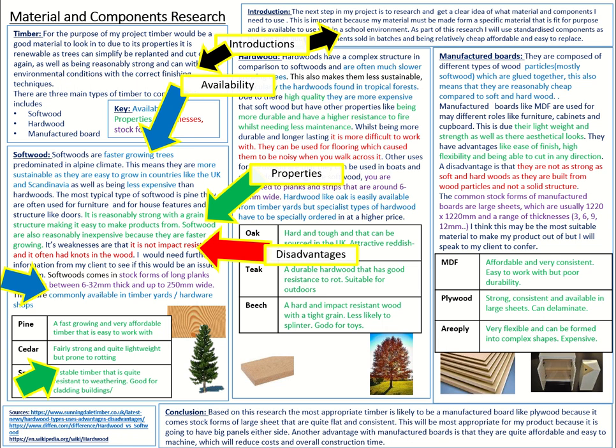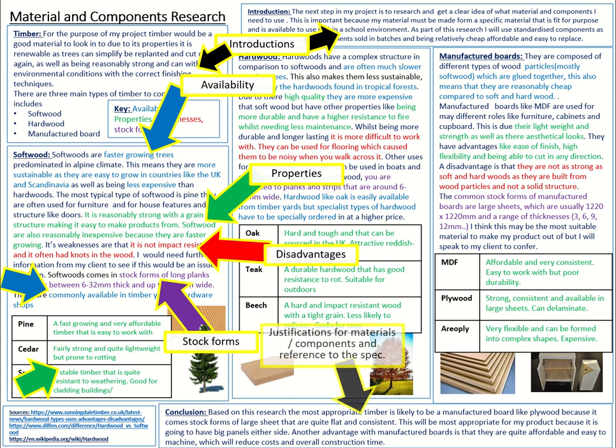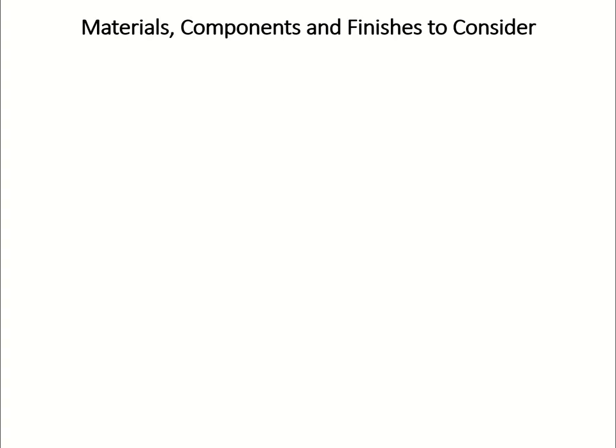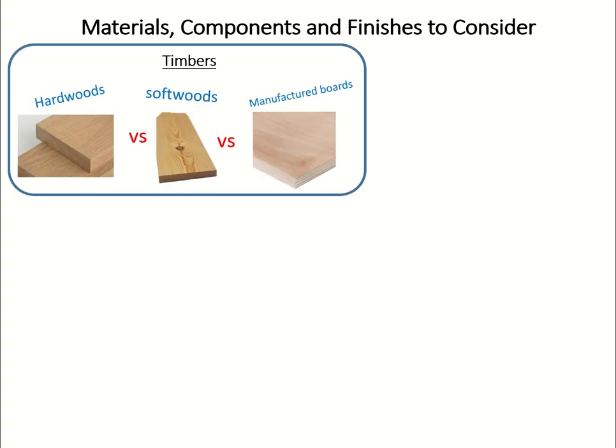If you want to make a start on that, brilliant, why not? Also mentions stock forms. How can you obtain it from your supplier? It's going to be planks or strips or boards if it's manufactured boards. Don't worry about the justification just yet, we'll come to that later. So consider hardwoods, softwoods and manufactured boards.